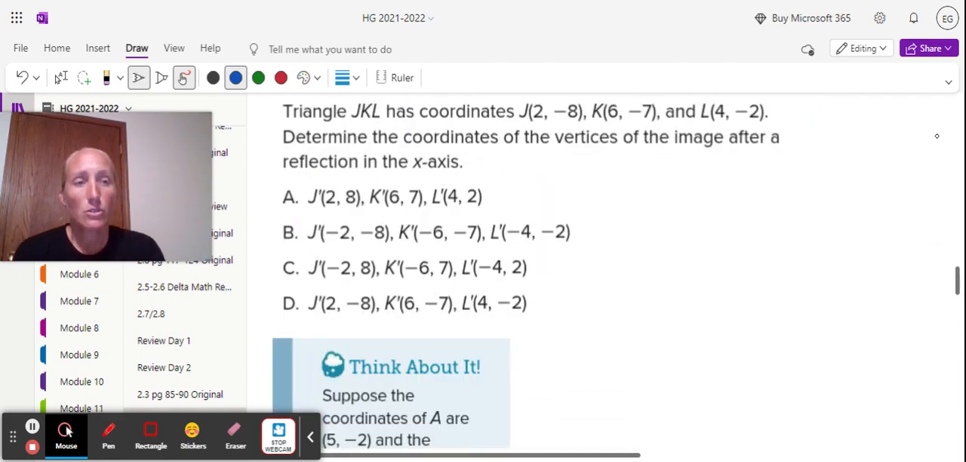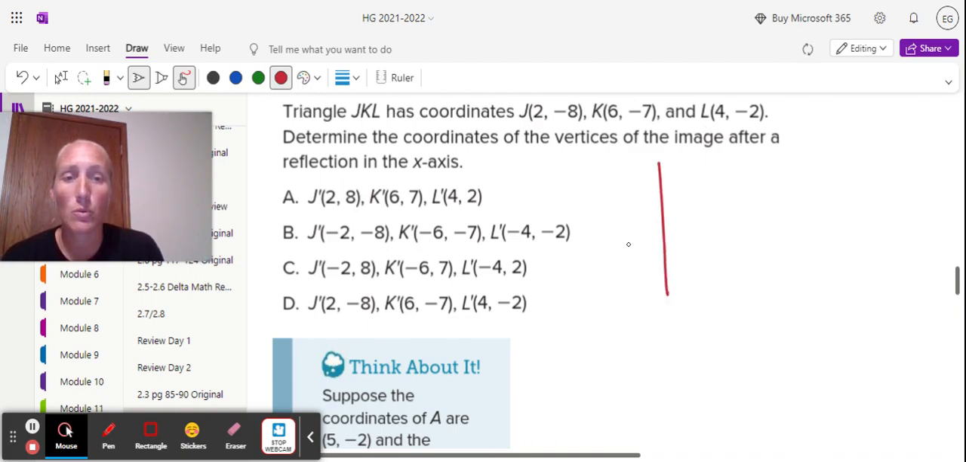Okay. So then they give you a check, triangle JKL. And again, anytime you get to these checks, my suggestion, pause the video real quick. Do it yourself, then listen to me. So triangle JKL has coordinates given here. Determine the coordinates of the vertices of the image after reflection in the x-axis.